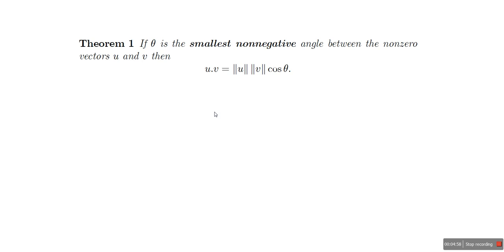Now let us pay attention to the conditions of this theorem. It is really important for theta to be the smallest non-negative angle between the two vectors. Notice that given two vectors, it's always possible to find two angles between them, and depending on the orientation, the angle which is picked could be negative. However, in this theorem, we assume that theta is the smallest non-negative angle between the two vectors.